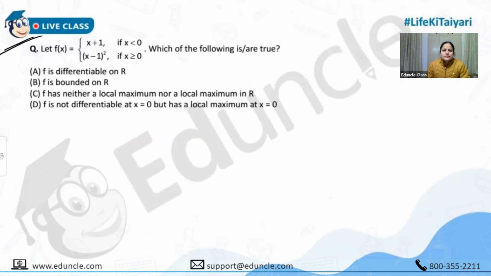This question. Chaliye. So I am having f of x, defined on the overall number line. And it's a piecewise function. Which of the following is or are true? It is a MSQ question.